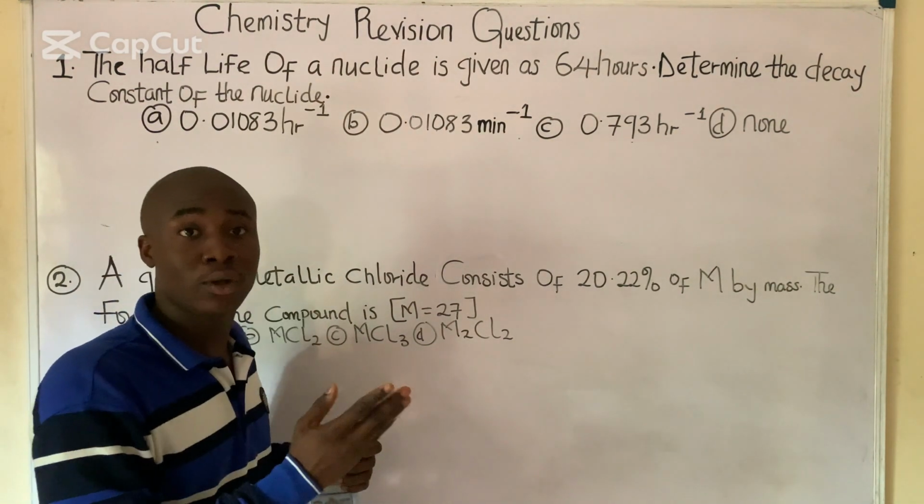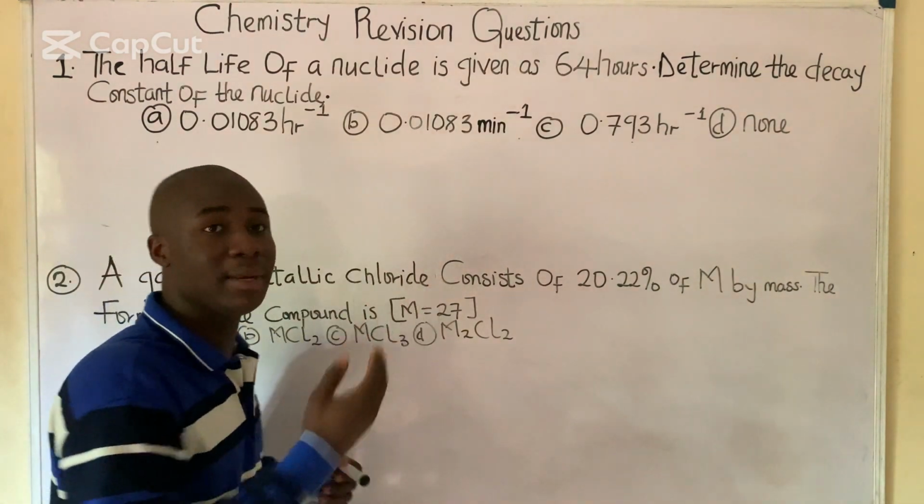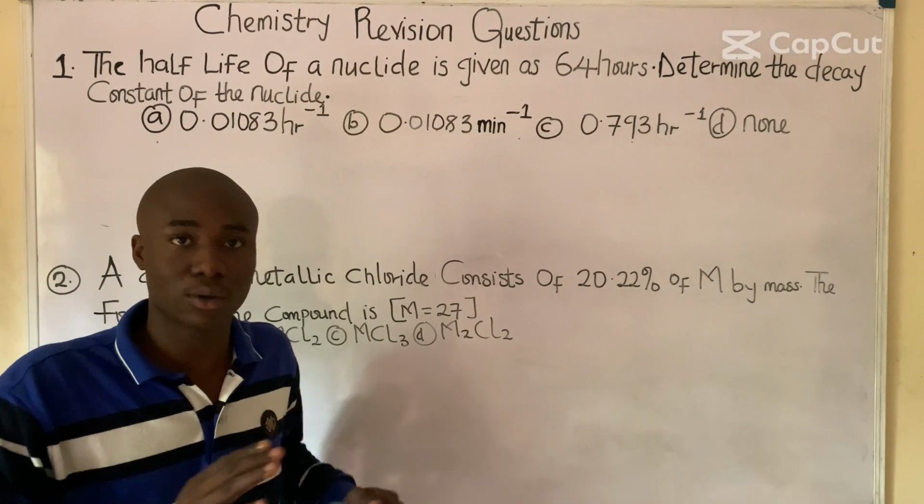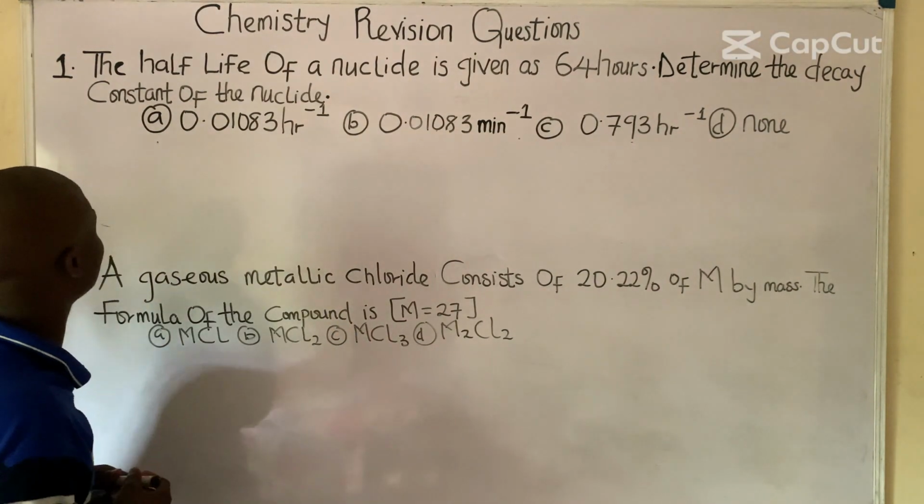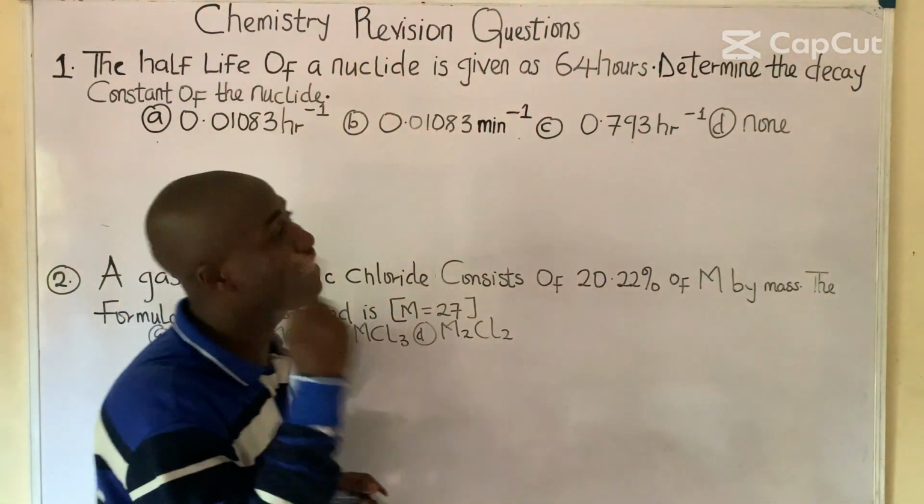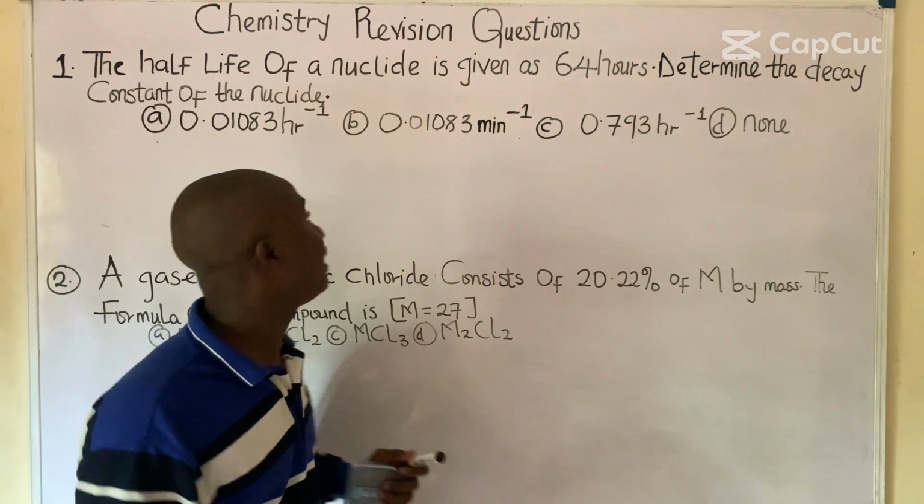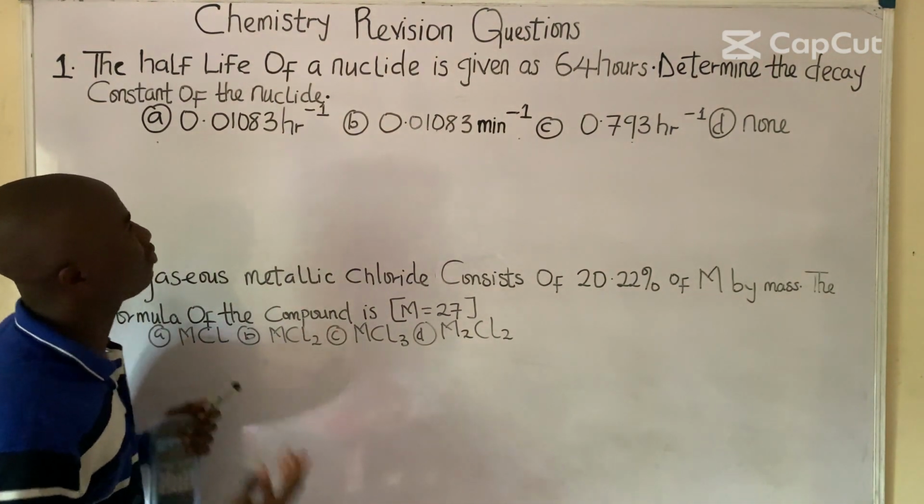And in this video lesson, I'll be solving these questions step by step so that when you see them in the exam hall, you can be able to solve them without stress. So let's get into the first question, and it says the half-life of a nuclide is 64 hours. Determine the decay constant of the nuclide.